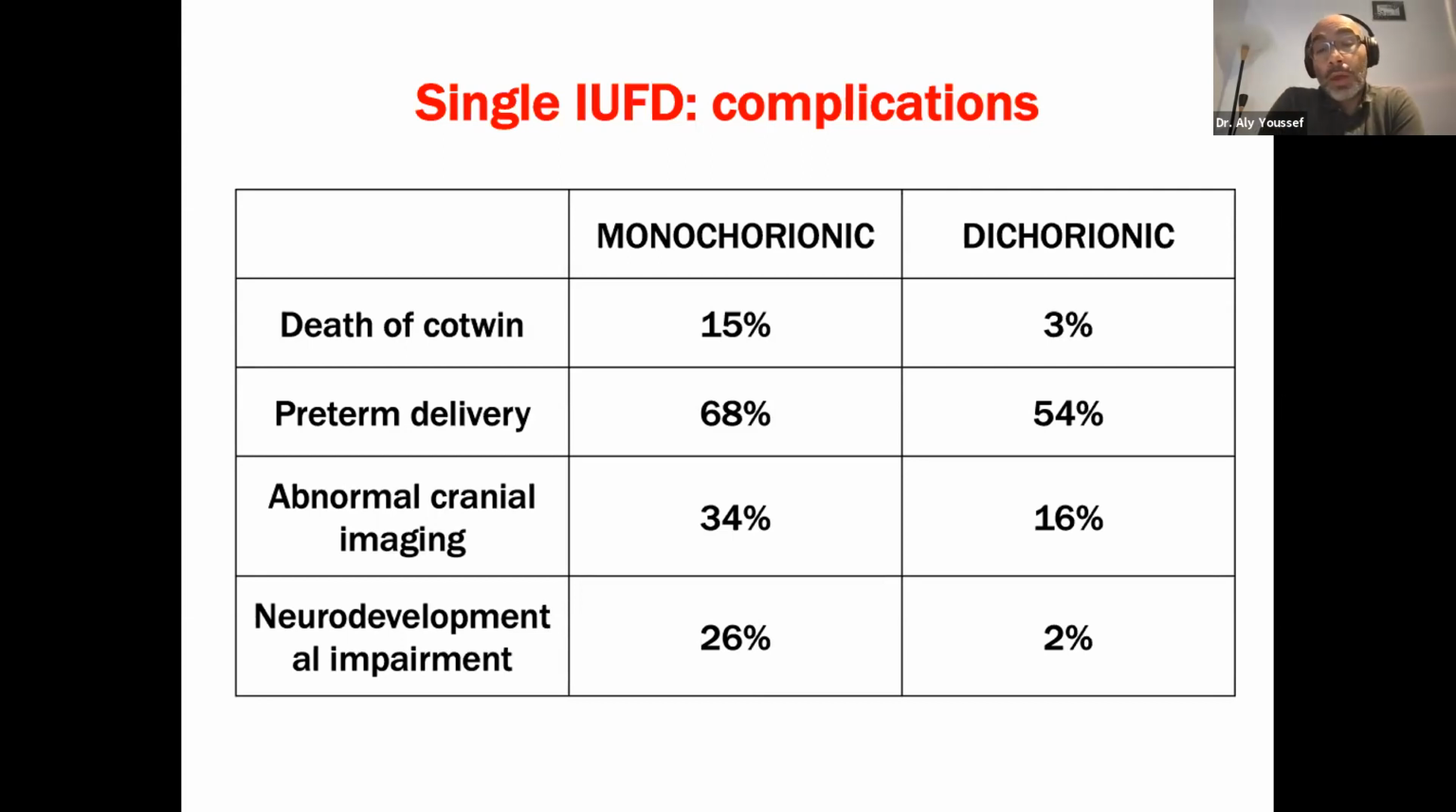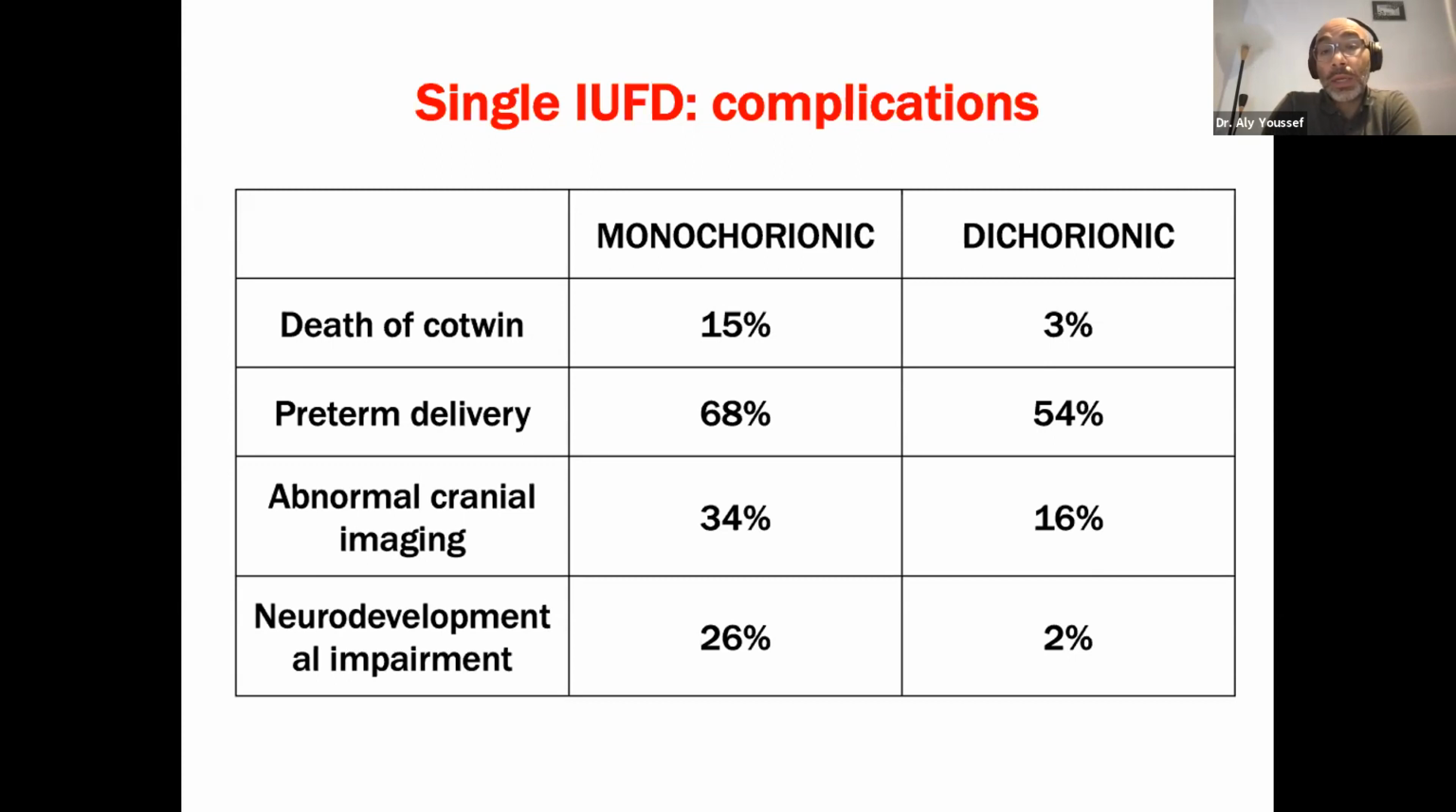So if you have a death of one of the co-twins in a monochorionic twin pregnancy, the other co-twin will die in 15% of cases. Of the rest, 70% will need to be delivered prematurely. In about 1/3, they will have an abnormal cranial imaging, and 1 out of 4 of the surviving co-twins in a monochorionic pregnancy will have a neurodevelopmental impairment.